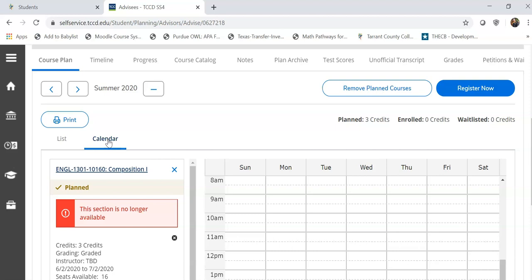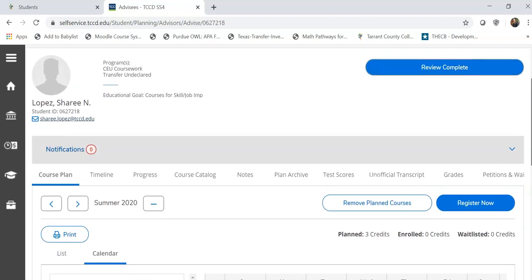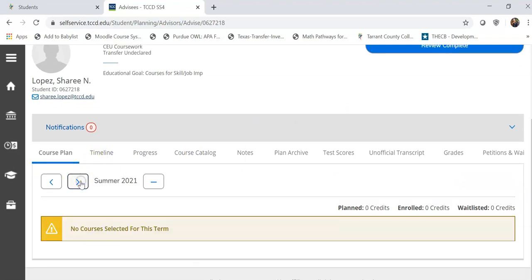Green means good to go. Click on your magic blue button that says register now, and you are ready to get rolling. If your button is grayed out, that means there's a hold on your account. But if you don't have any holds, then you just push the button and you're ready to roll. And then you're able to do summer, fall, all the way out to the year 2022.